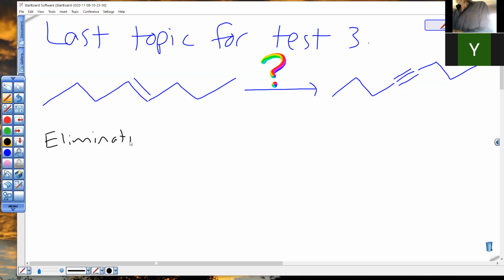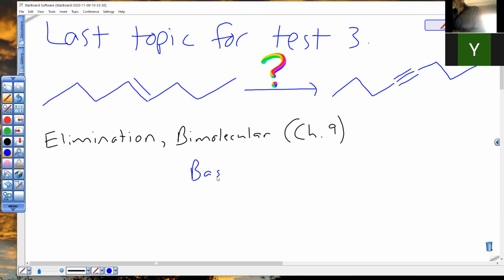Elimination, bimolecular. We're going to study it in depth in chapter 9. We need a strong base. Must be strong. Plus we need a carbon with a leaving group. Our favorite leaving groups are chlorine, bromine, iodine today. And you can have other stuff on there.